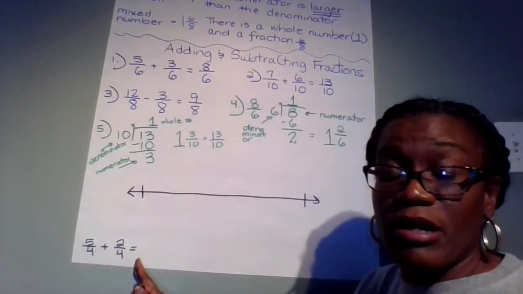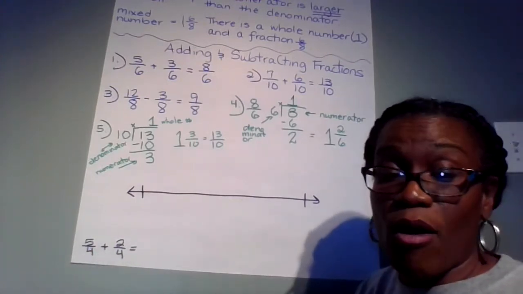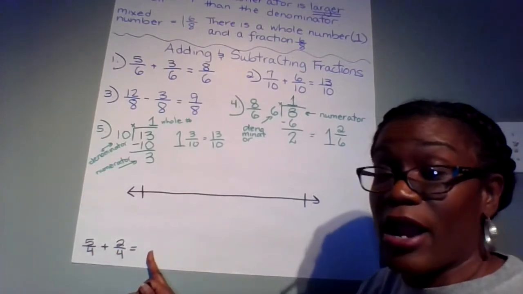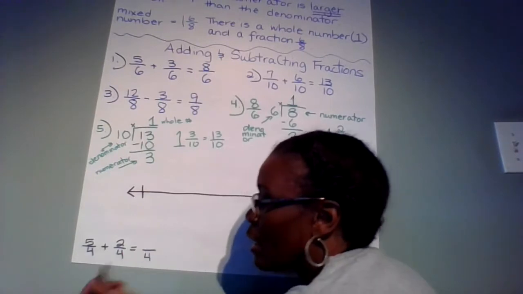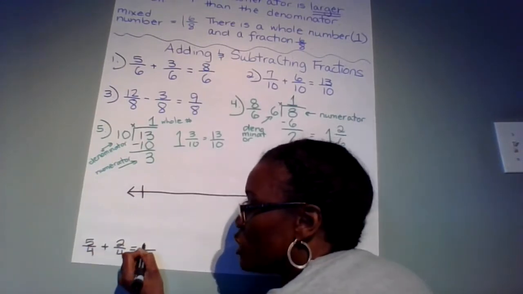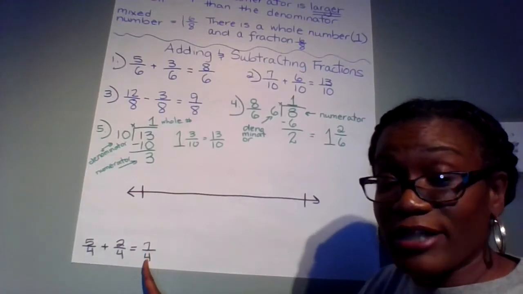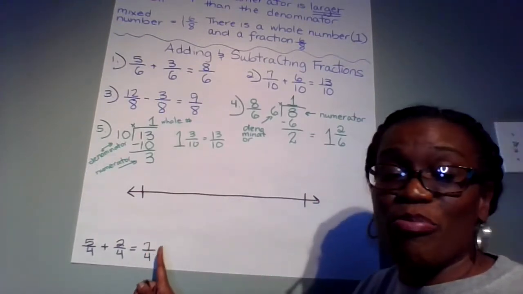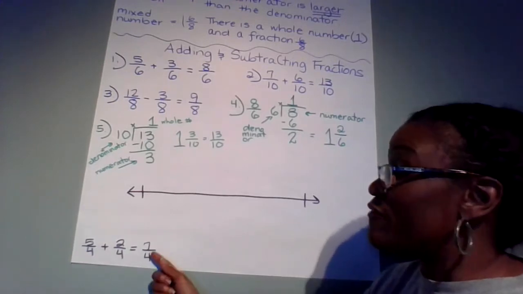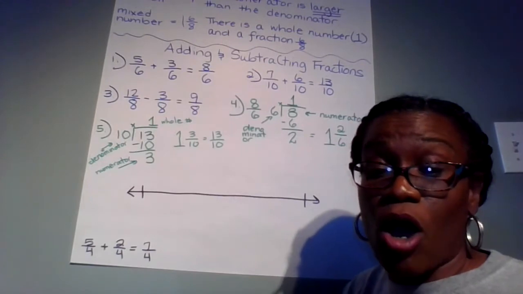Let's start with our denominator. If our denominators both are 4, what's going to be the denominator in our answer? That's right, 4. And 5 plus 2 is 7. So this is what kind of fraction? That's right. Good job, you guys. It's an improper fraction. An improper fraction means it's greater than 1 whole.